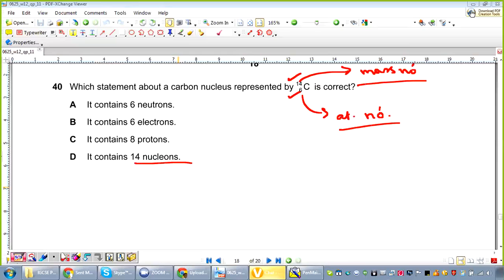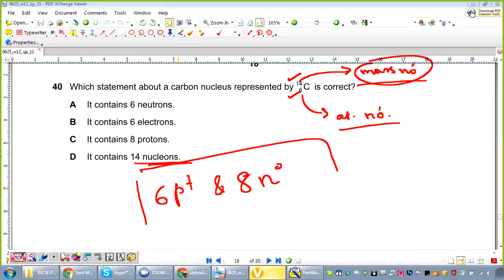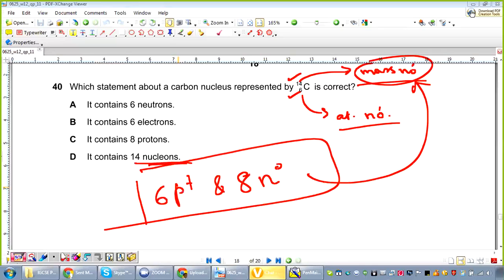Nucleon means this only, mass number. Mass number is nucleon. Nucleon means what is there inside the nucleus, that is protons and neutrons. So 6 protons and 8 neutrons. This is what is present inside the nucleus. That is what the mass number is, the number of nucleons. Okay, so the option over here is going to be, got it?